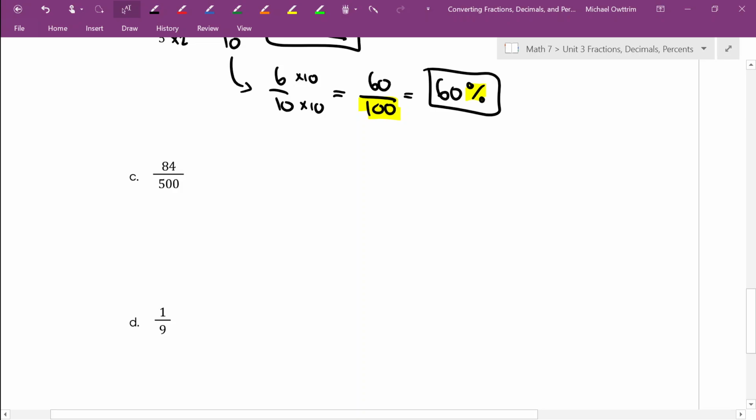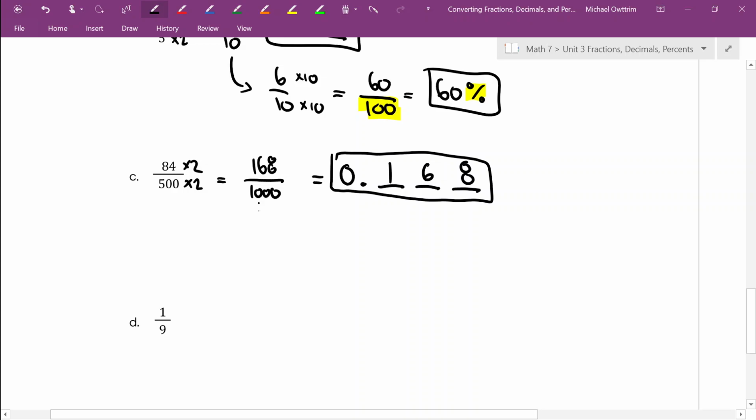Question C. The easiest way that I can see to get 10, 100, or 1,000 on the bottom is to multiply by 2. And that'll give me 168 over 1,000. Since this is over 1,000, I know my decimal will reach the thousandths place, or 3 spots after the dot. And my digits are going to fill in there, 8, 6, and 1. And of course a 0 in the empty place.